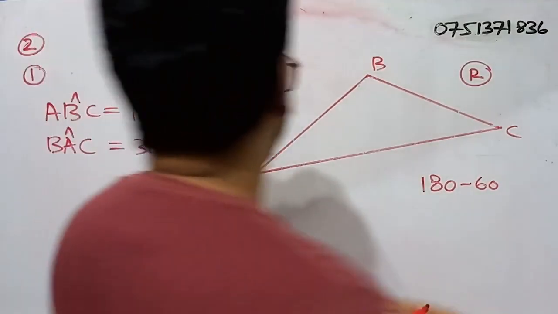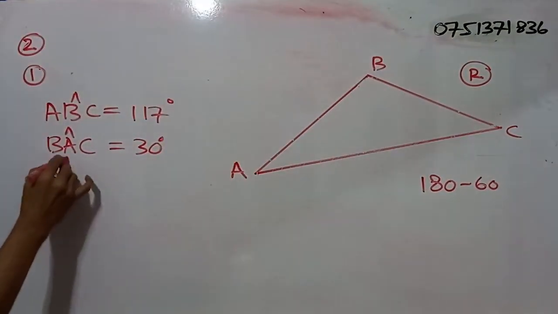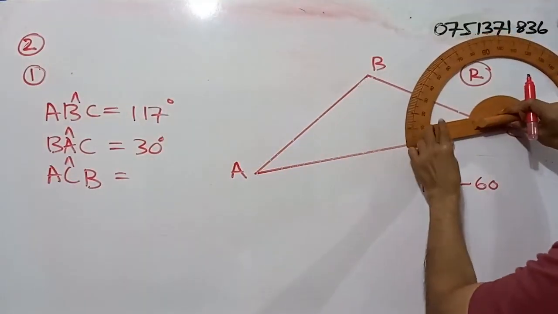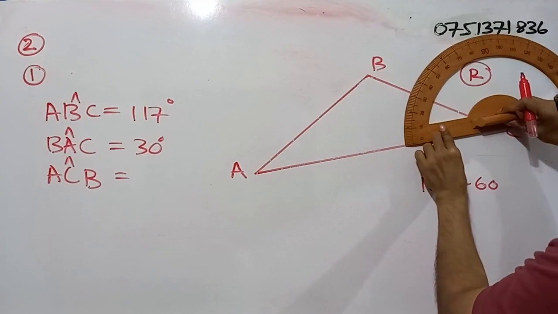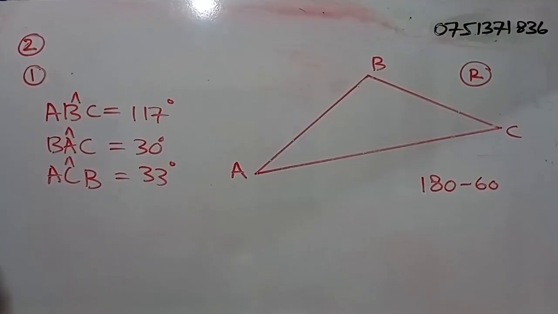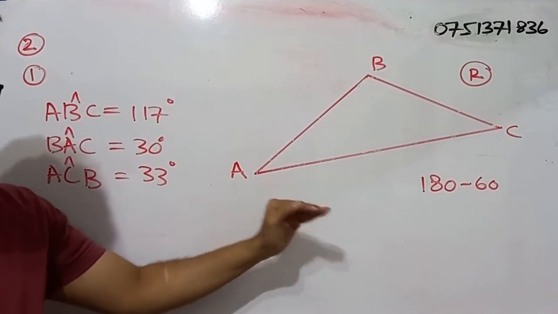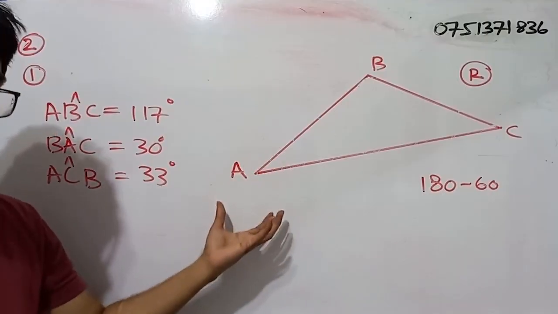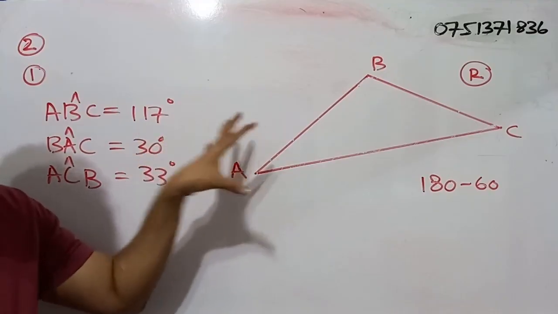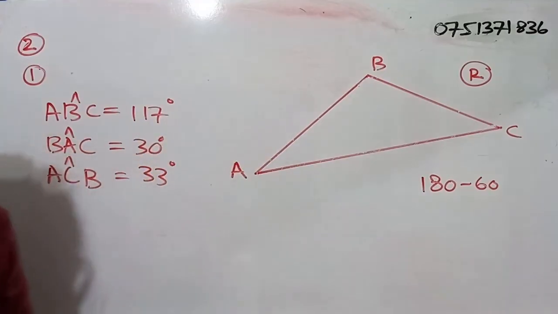Then we have to measure angle ACB. We can clearly take this. So it is like 33 degrees. So your answers may be different than mine. Obviously, the triangles will be different. So the measurements of the angles depend on the triangle, but always remember, in this question, you have to draw an obtuse angle.